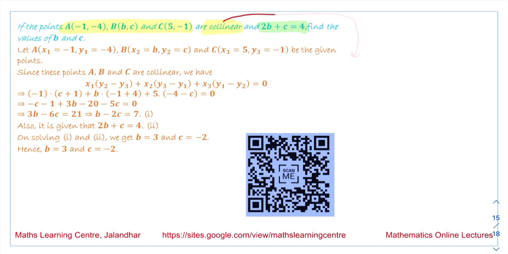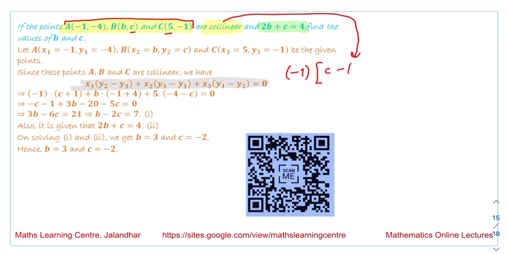Now from the collinearity condition, we are saying that the area of the triangle with these 3 points at the vertices should be 0. So we get, using this formula for the area, why we are not putting mod over here? Because it is equal to 0, so we know that the value is 0. We are not putting mod over here. So it is minus 1 into (c minus 1) plus b into (minus 1 plus 4) plus 5 into (minus 4 minus c). This is equal to 0.